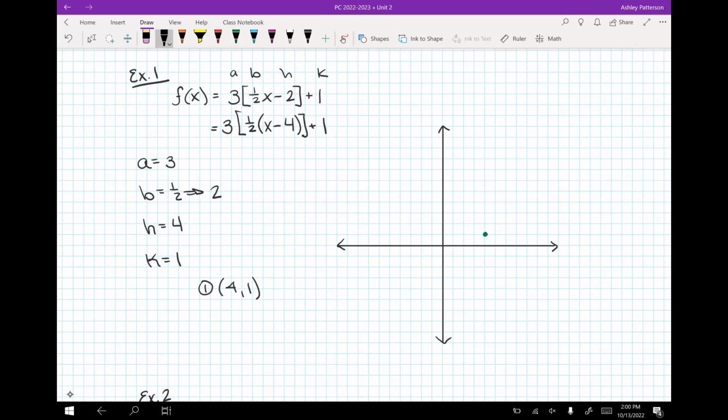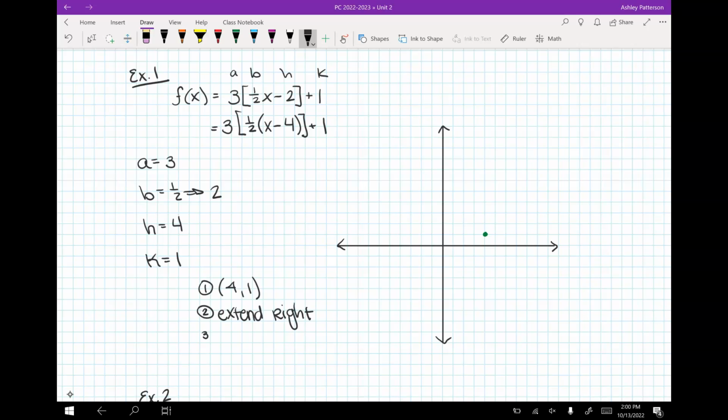The second thing that we need to figure out is whether we are going to extend our steps to the right or extend our steps to the left. The only time that we would extend to the left is if there is a horizontal reflection. If you need to, write that down. Here, our B value is not negative, so we're going to extend our steps to the right.